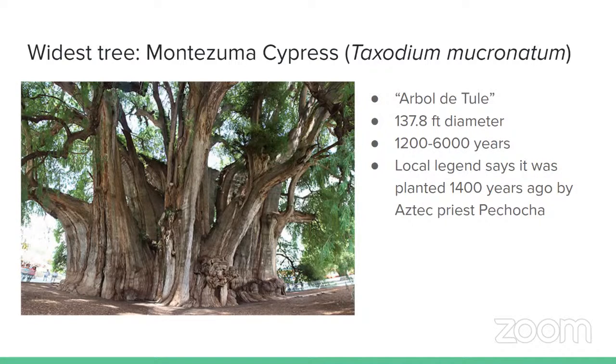But they did DNA tests on this tree. It is just one tree, all has the same DNA. Almost 140 feet in diameter, and has really wide-ranging estimates on how old it is. Nobody is planning to cut it down and count its rings, right? So anywhere from 1,200 to 6,000 years old. But the locals say it was planted 1,400 years ago by an Aztec priest. It's pretty cool. It's on the current site of a Roman Catholic church, so that also lends some credence to the idea that it was a priest who planted this.